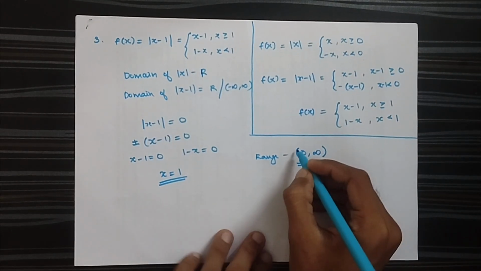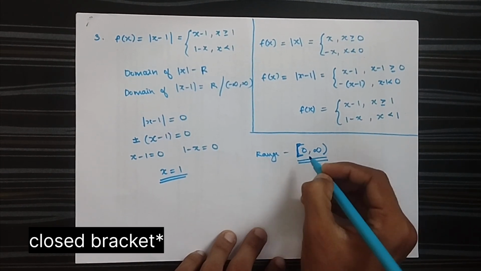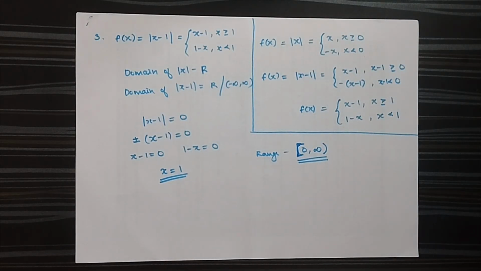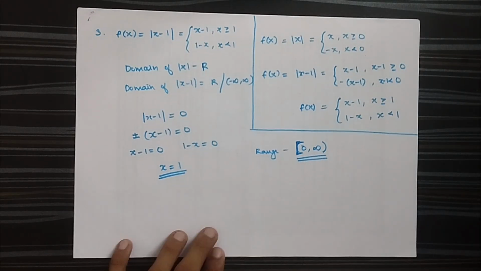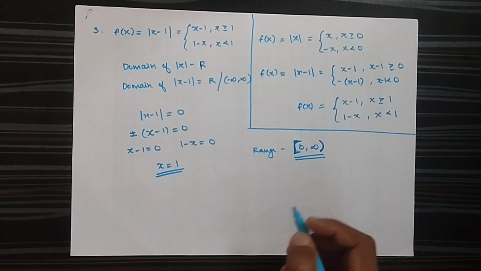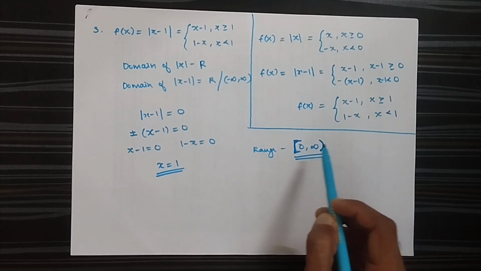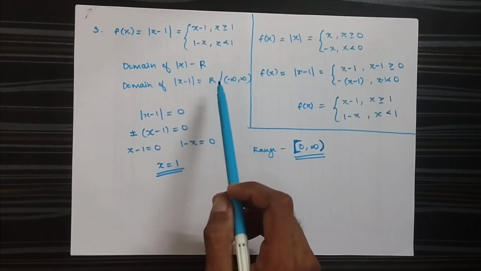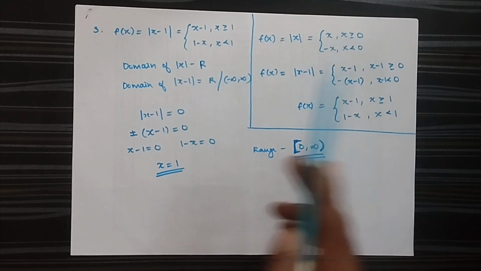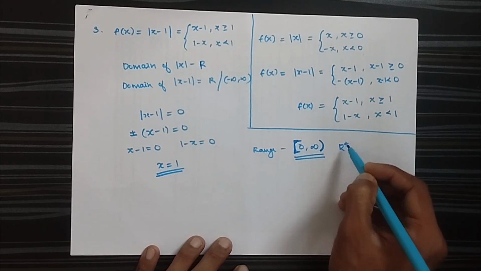And I made a mistake here. This was supposed to be a closed bracket, since 0 is included in the range. We can have 0 as an output, but infinity we cannot have as an output, so we put an open symbol for infinity or negative infinity. So the range is from closed 0 to open infinity, and the domain is from negative infinity to infinity, which means all the real numbers. Here, only the positive real numbers.